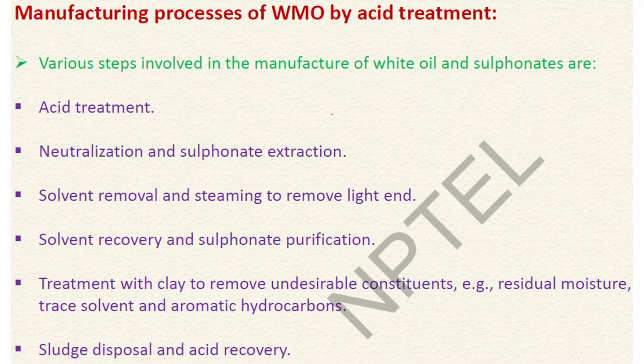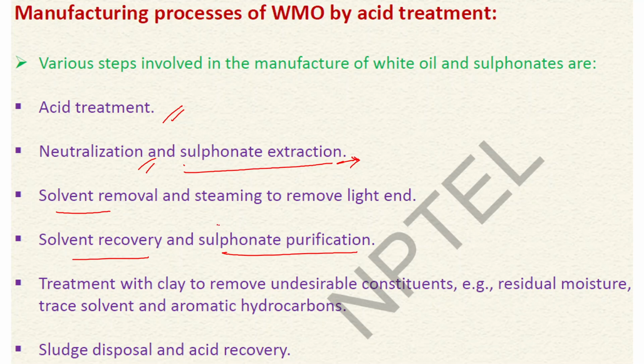Manufacturing process of white mineral oil by acid treatment. Firstly, acid treatment is done. During acid treatment, acid sludge is produced, which is further neutralized, which releases sulfonates. So sulfonates are formed during neutralization. These sulfonates are then extracted by a solvent, and then this solvent is removed and stripped to remove the light ends, and solvent recovery and sulfonate recovery take place.